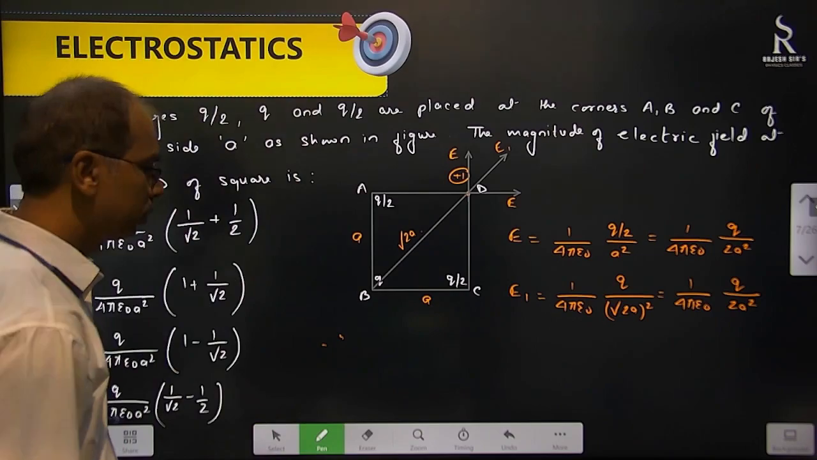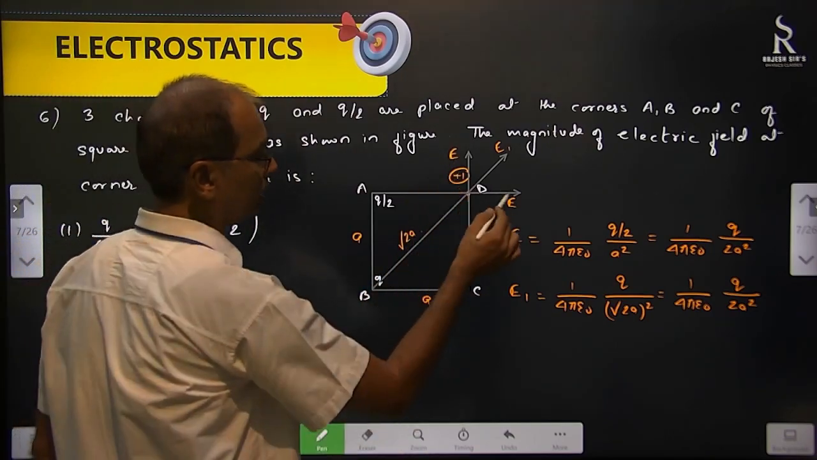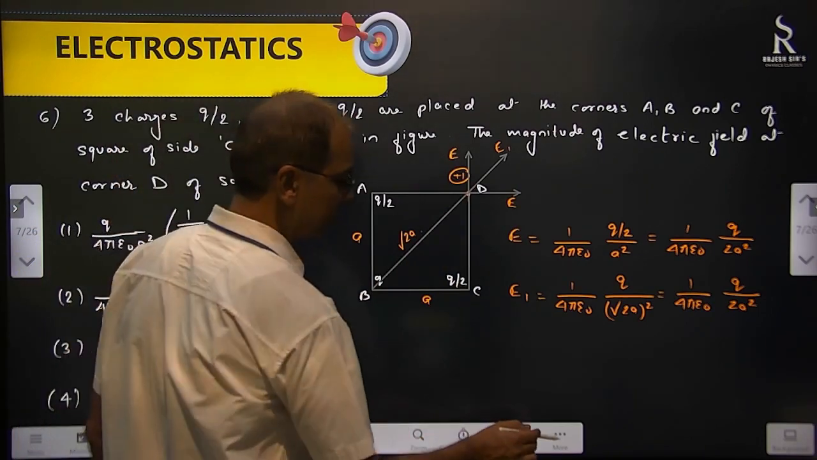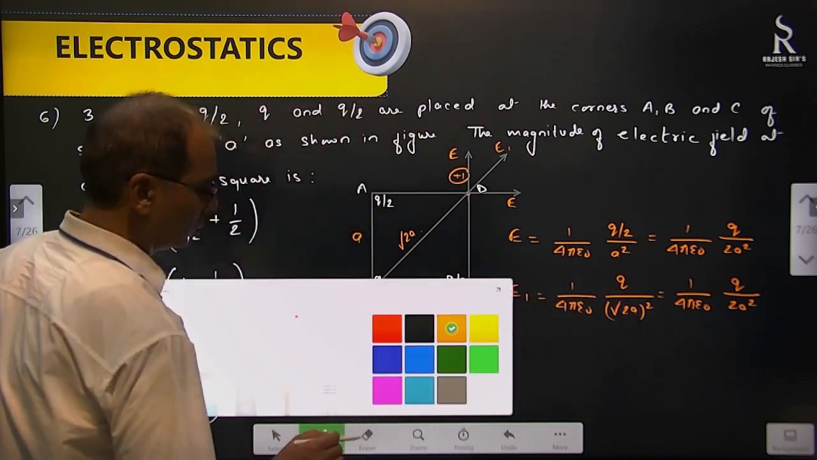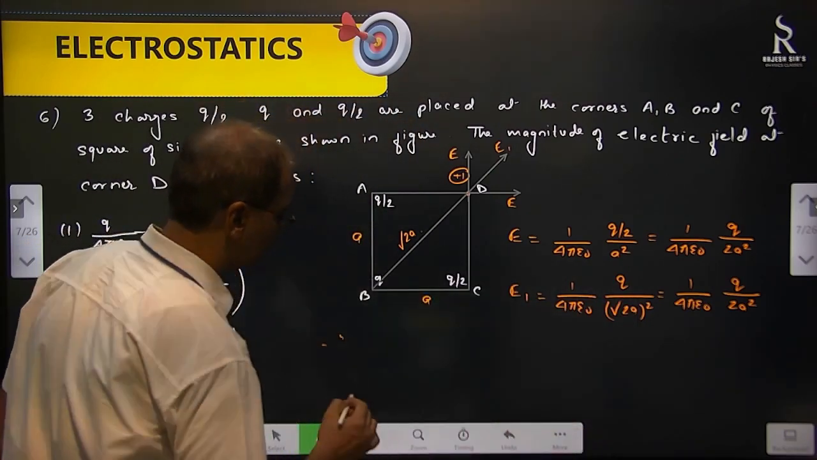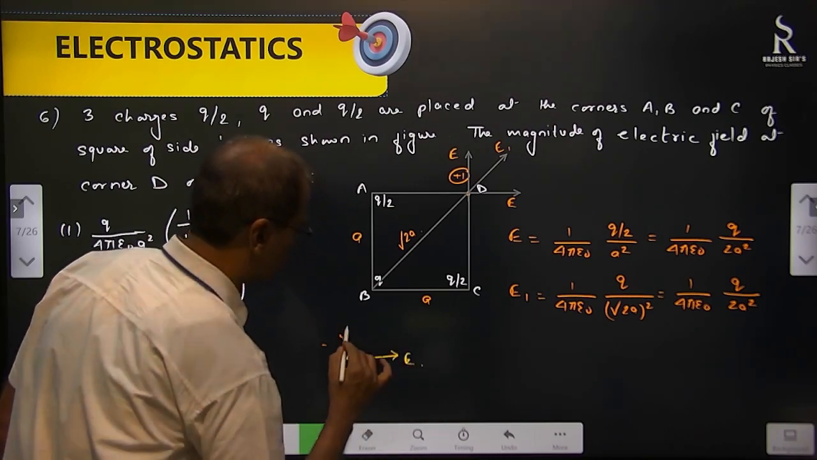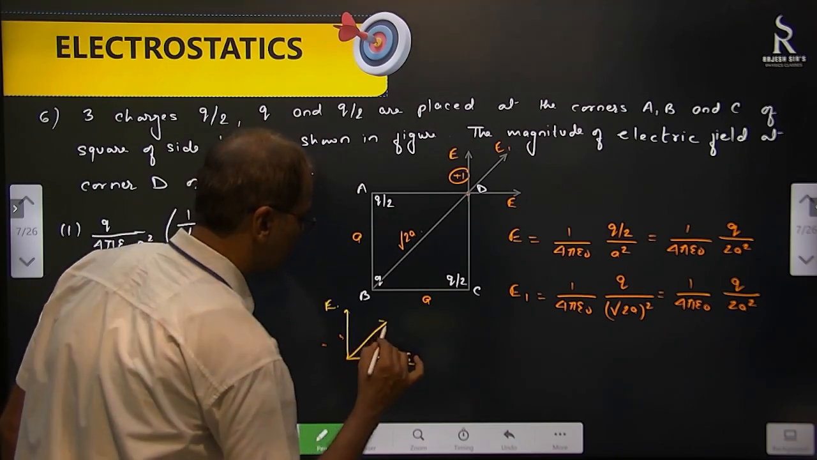Okay, shall we do it? See now. First of all, what we have to do is find the resultant of E and E. I think you know that, but still we'll do it one more time. Okay, let's do it this way. So here is E, here is also E, and this is the resultant we are finding.